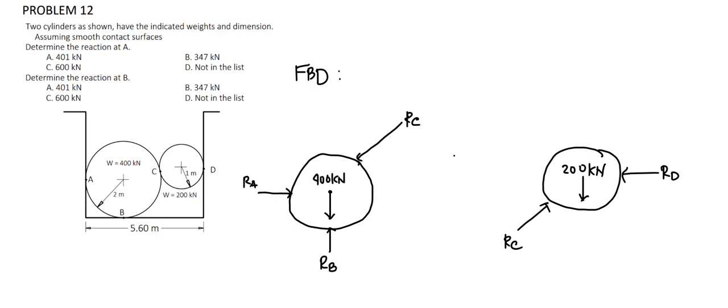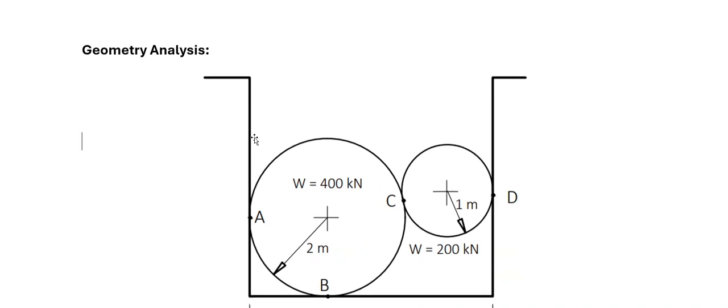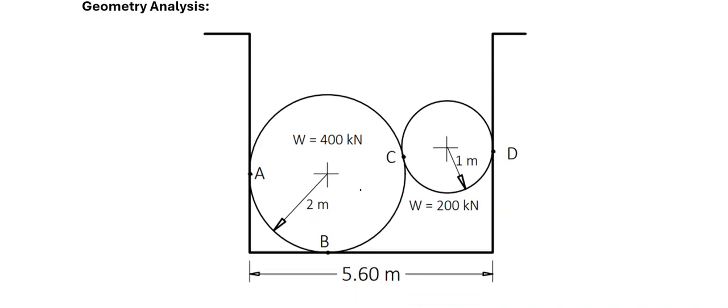So we first have to identify the angle theta. To do so, we make use of the geometry of the figure. So let's do some geometrical analysis. Knowing that the radius of the larger cylinder is 2 meters and the radius of the smaller cylinder is 1 meter, if we connect the center to center distance of the two cylinders, we are given the length of 2 plus 1, that is 3 meters. And we can construct a right triangle to be able to determine the angle theta here.